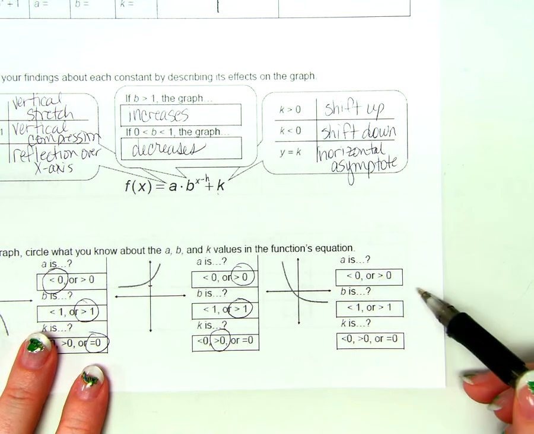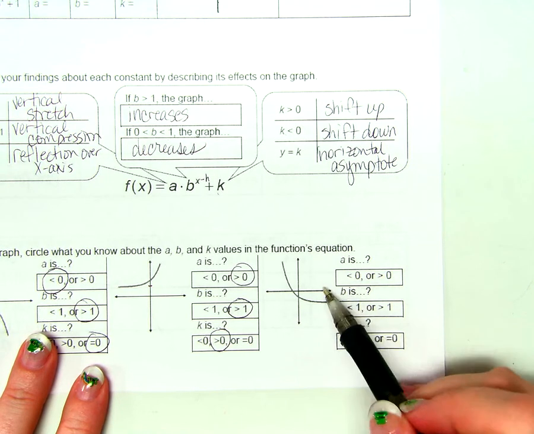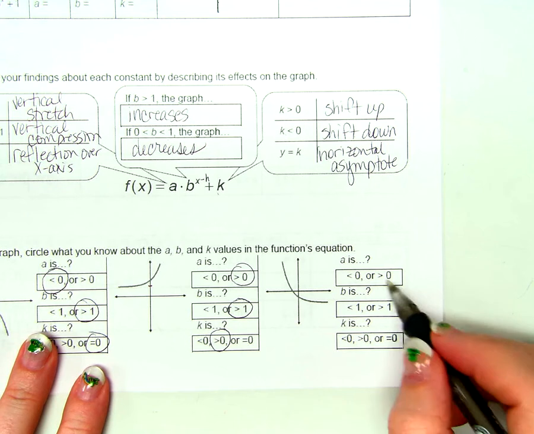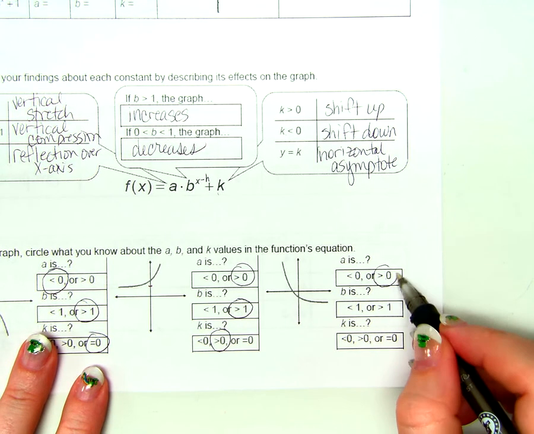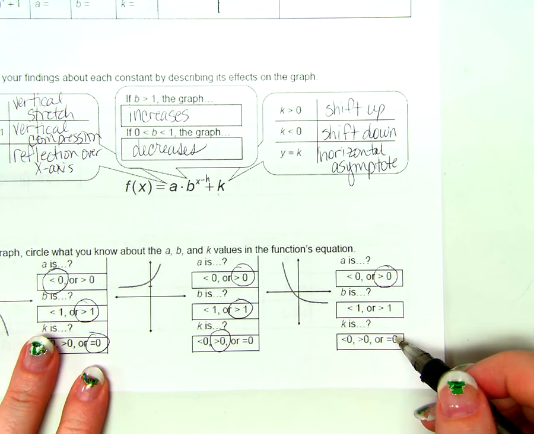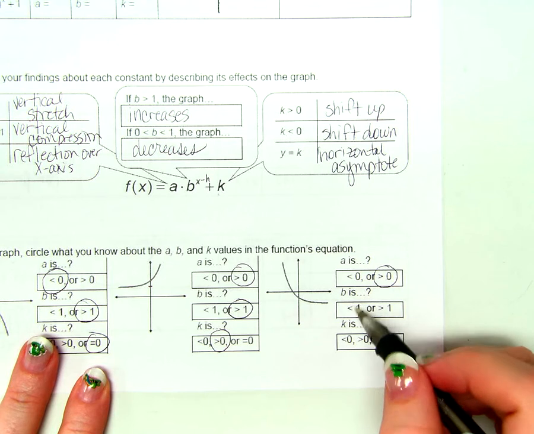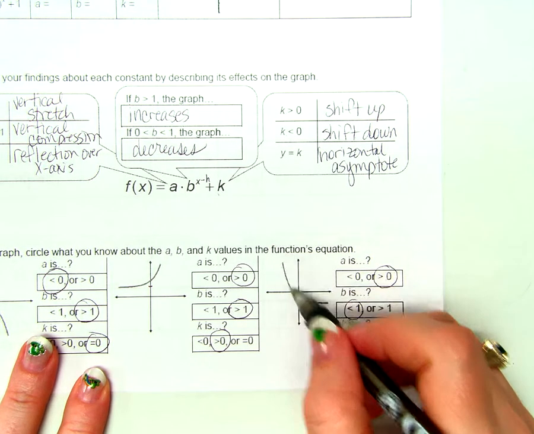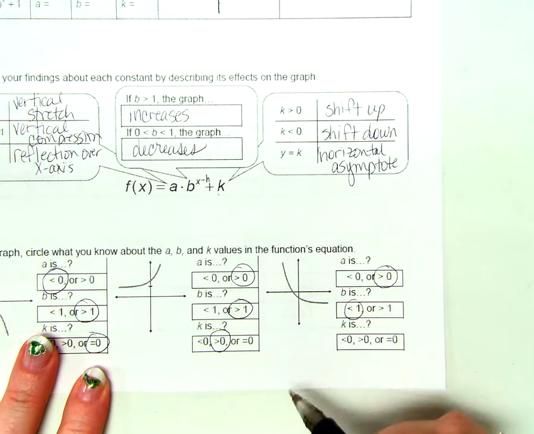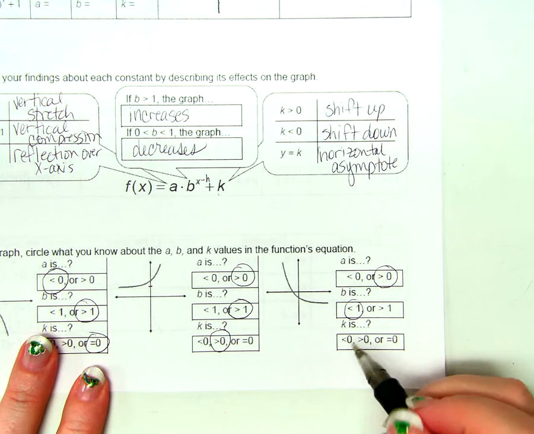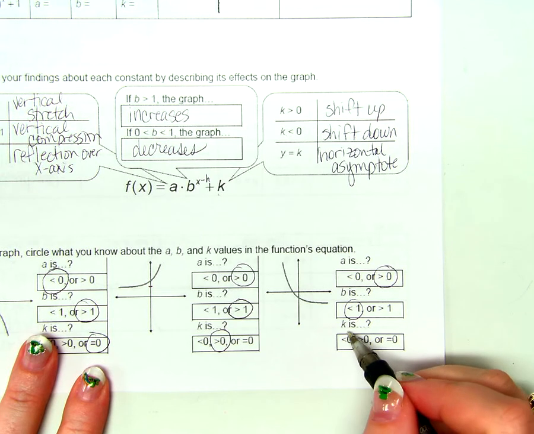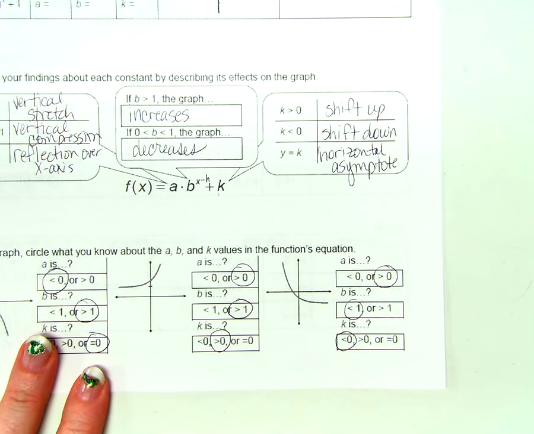So what do you think it is on this one? On this one right here? Well, it's only less than or greater than. Because while B is less than 1, because it's decreasing, it's still decreasing in this way instead of upside down. Okay? And what about K? What do you think K is? Where is it crossing? Less than. Okay?